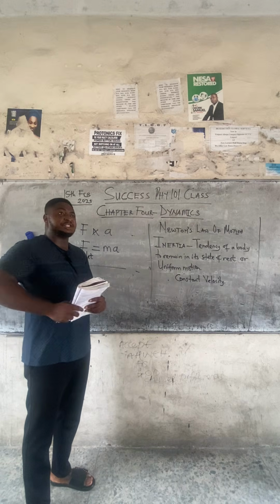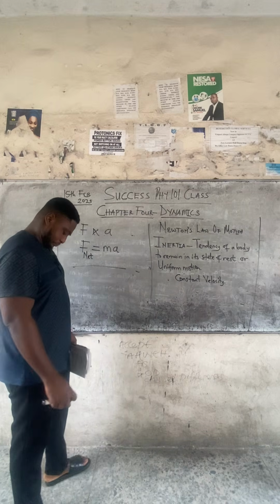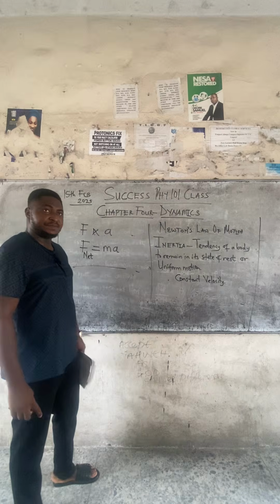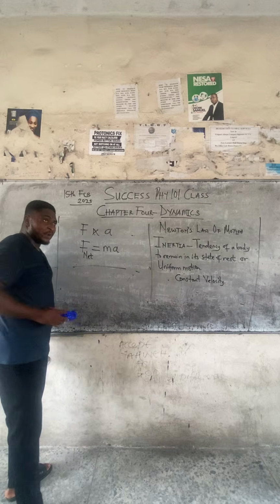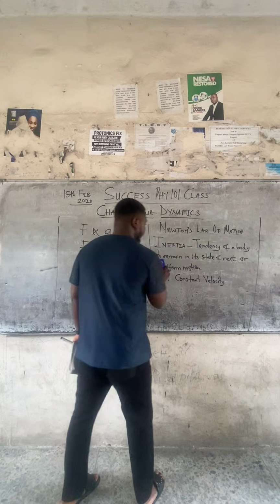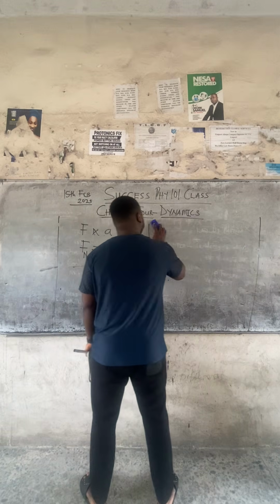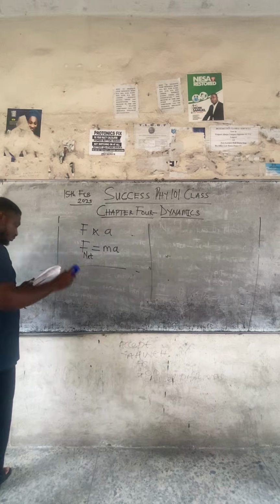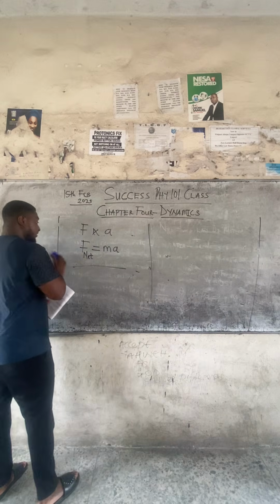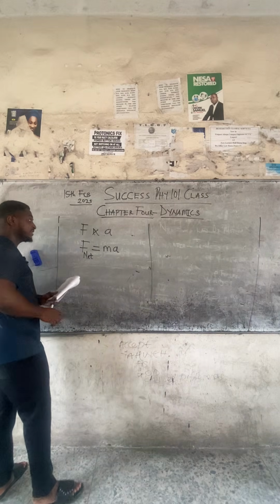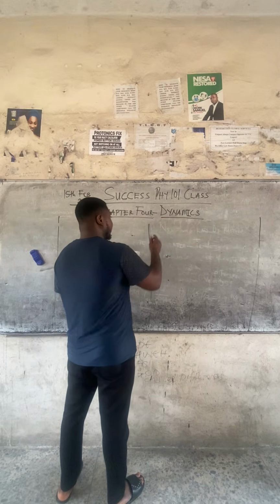A car of mass 500 kg, moving with forward acceleration of 6 meters per second square, is acted upon by a constant resistive force of 800 Newton.